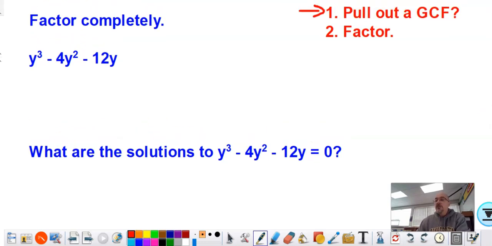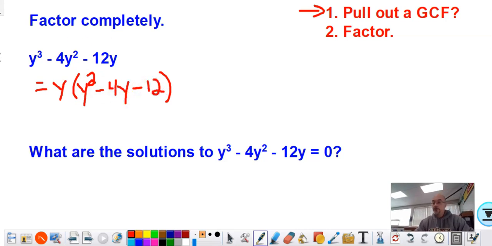Okay, so the first thing is, do we have a GCF? Yes, we do. It would be the variable y. So what we're going to do is we're going to pull out the y. Okay, we're going to pull out that GCF. So that leaves us with y squared minus 4y minus 12. Okay, now we're going to go ahead and factor it. Okay, normal factoring. So we're going to break it into two binomials.